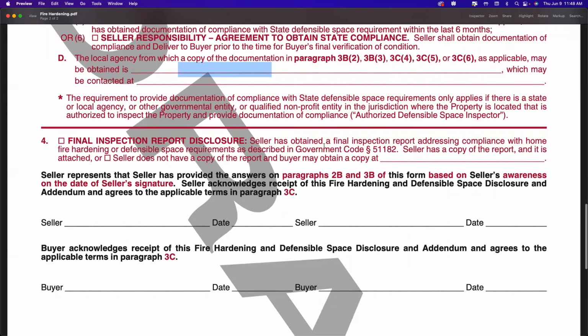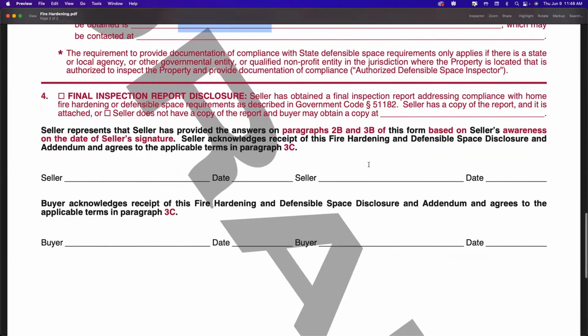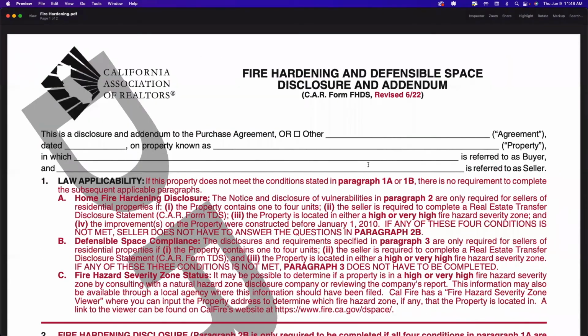This final inspection report and disclosure, seller has obtained a final inspection report. That's if you've gotten it from the state or city, whoever's doing the ordinance, okay? So that was the changes to that. We just went over it a couple weeks ago, and now they've made changes to it.